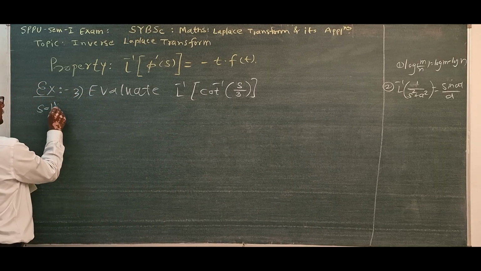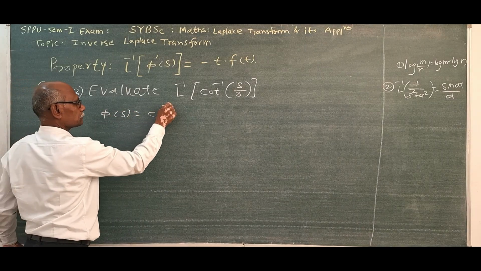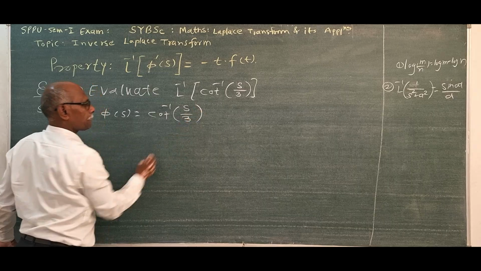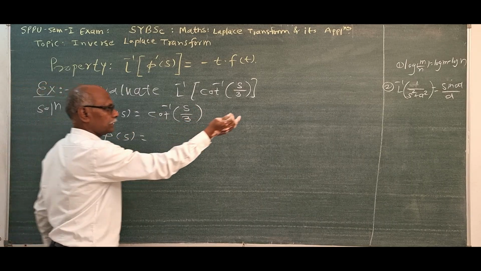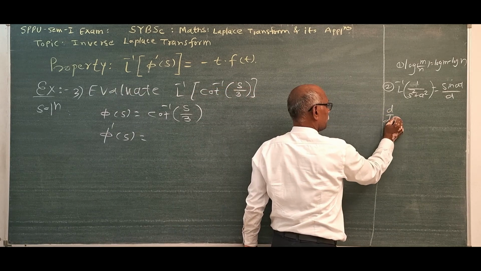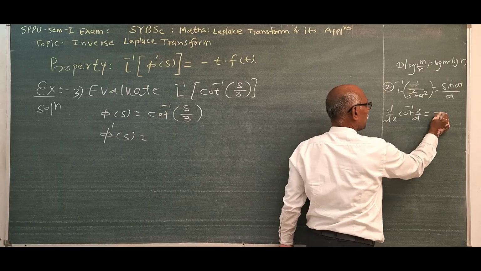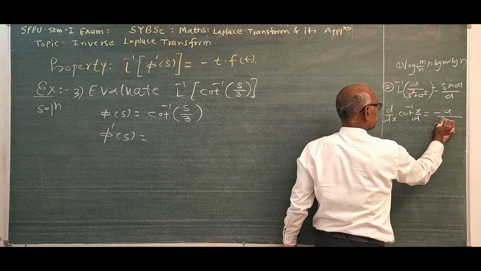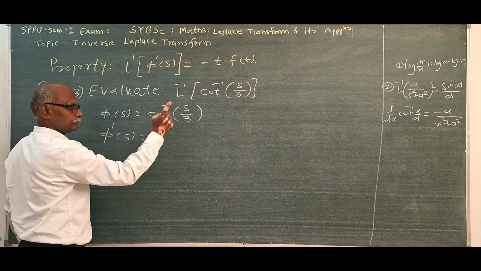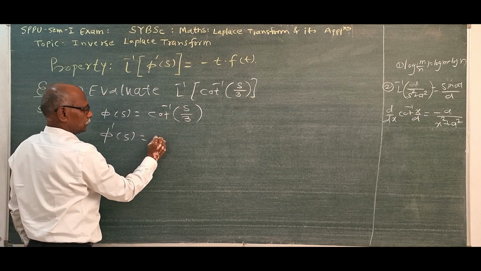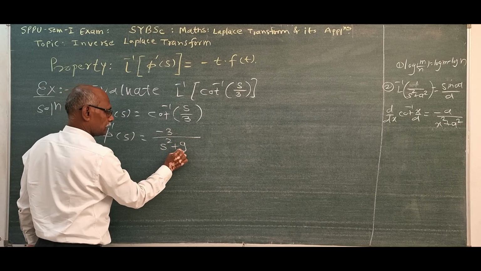Then we write like this. S is equal to cot inverse s by 3. Then we differentiate. Derivative of cot inverse, here we write d by dx of cot inverse x by a. The answer comes minus a divided by x square plus a square. This is the formula for cot inverse. And therefore, using that formula, here we write minus 3 divided by s square plus 3 square, that is 9.